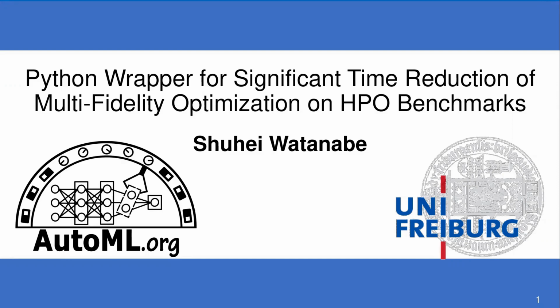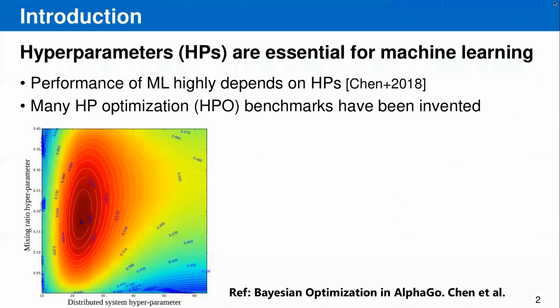Here is a presentation of the Python wrapper for hyperparameter optimization benchmarks using parallel setups. First, I would like to introduce hyperparameter optimization. Hyperparameters are very important for the performance of machine learning.